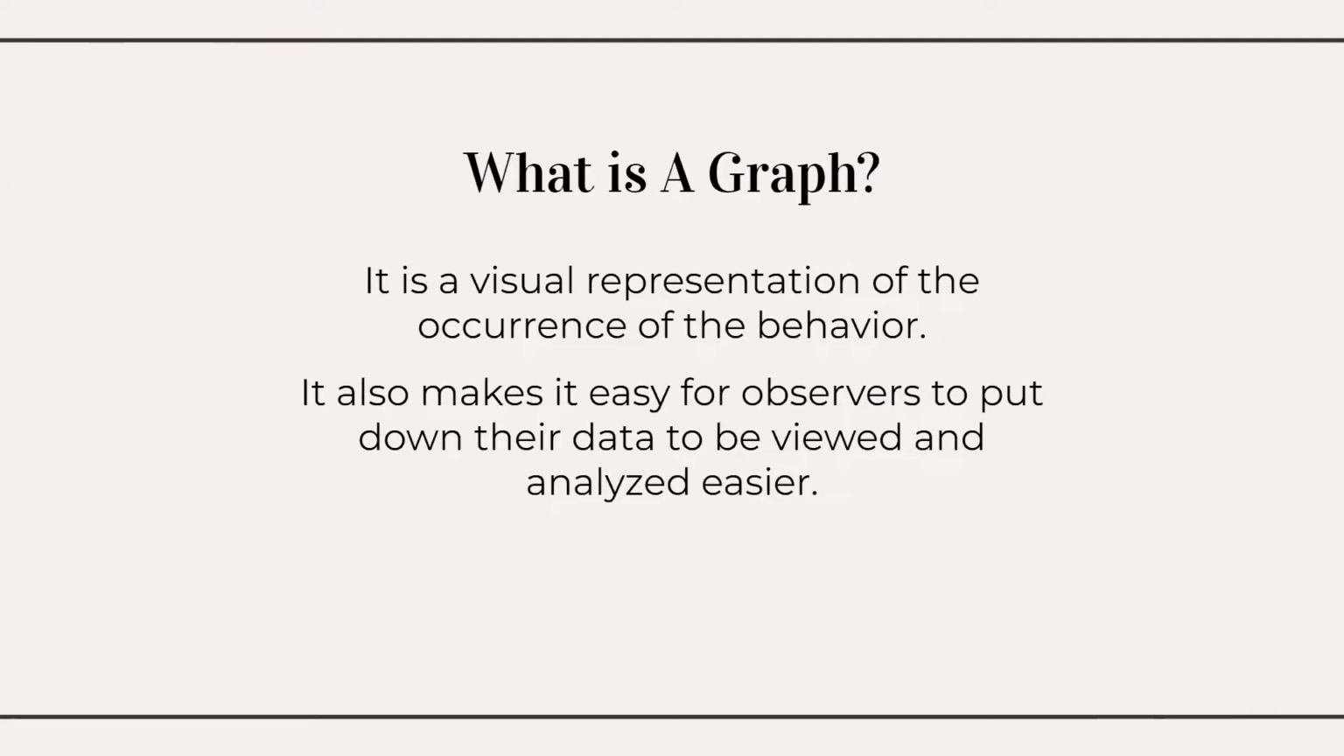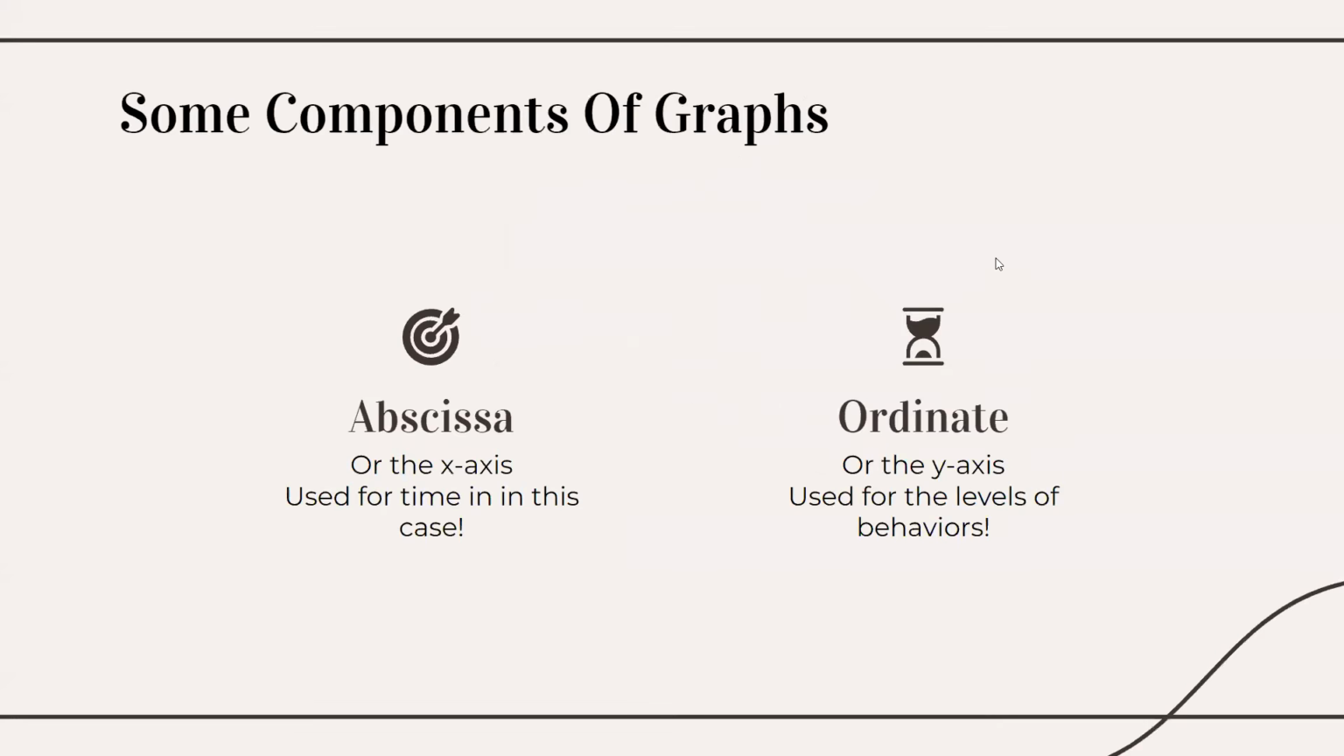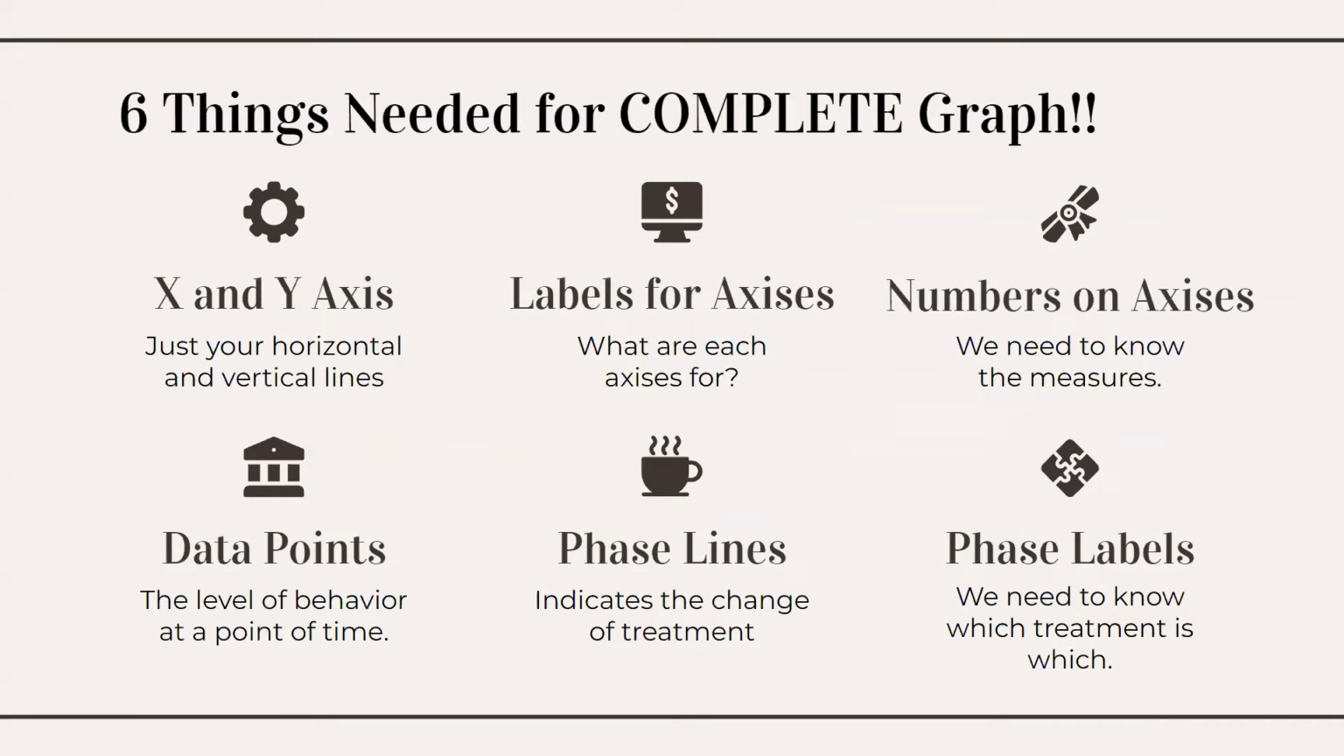So what is a graph? Well, it's a visual representation of the occurrence of a behavior. It also makes it easier for researchers and observers to just put down their data to be viewed and analyzed easier. Some components of the graph are the abscissa, or the x-axis. In this case, we all use it for time, and the ordinate, or the y-axis. And this is usually used for the levels of behavior and measurements of it.